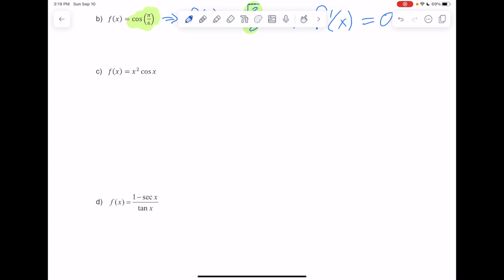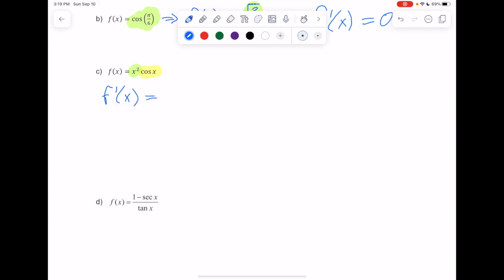F of x is equal to x squared times cosine of x. All right, this time we've got a product. We've got x squared, and we've got cosine of x. We've got 2 functions multiplied together, and we can't make that product go away. We can't carry out the multiplication. We can't cancel anything. So we're just stuck with the fact that it's a product, and that means we're stuck with using the product rule.